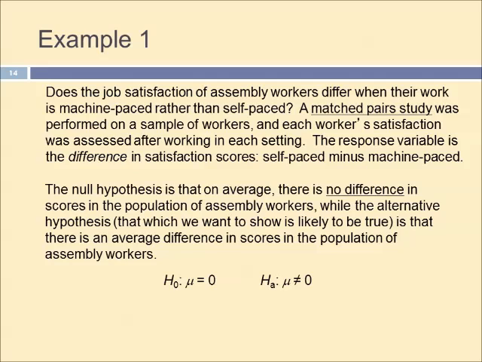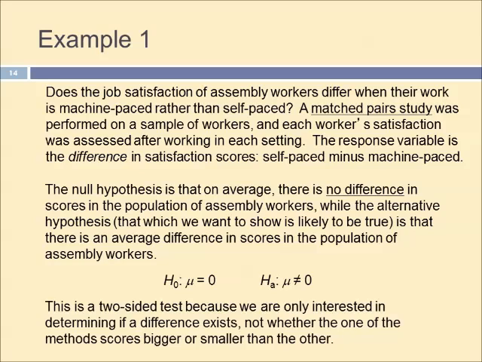So the null hypothesis: the mean is 0, which means basically self-paced minus machine-paced is right around 0. The alternative is that the difference is not 0. And we don't know which way that is, but we are just looking to see if it is different. This is a two-sided test because we're only interested in determining if a difference exists, not whether one of the methods scores bigger or smaller than the other.